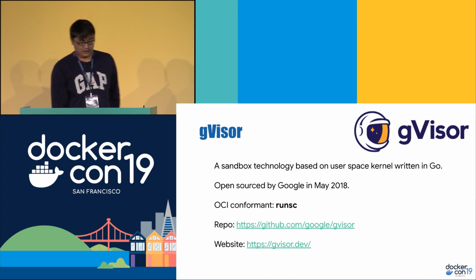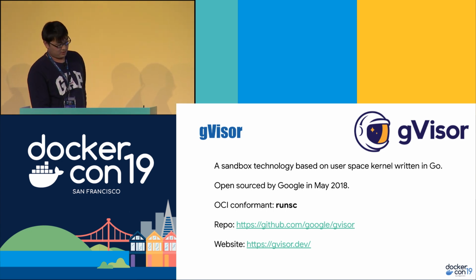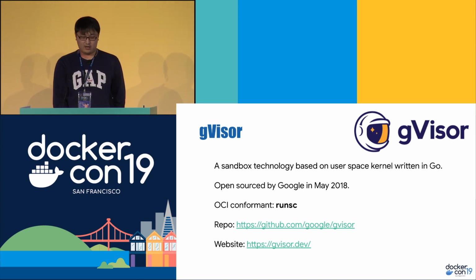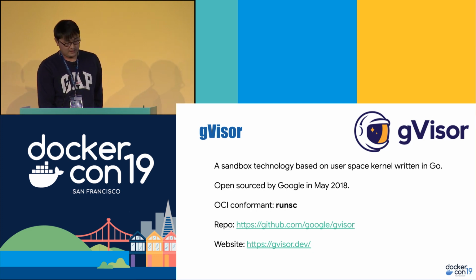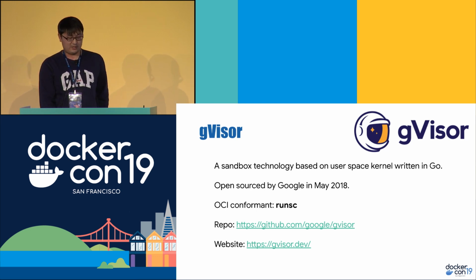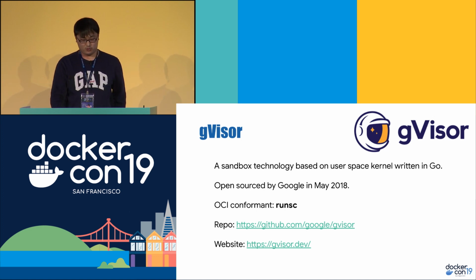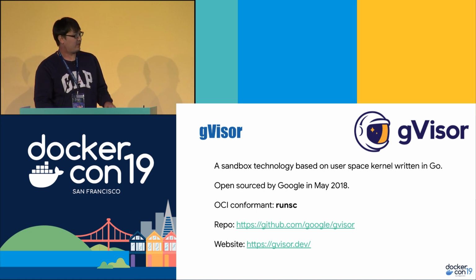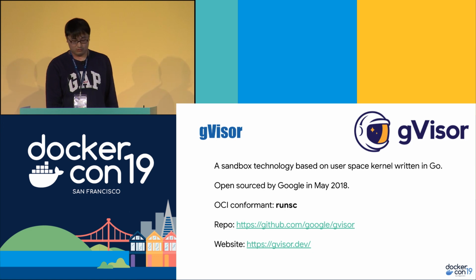And I will first quickly introduce what gVisor is. It's a sandbox technology based on a user space kernel. It's written in Go, and it was open sourced last year. It's OCI conformant, and just like all the other OCI runtimes, we have a name, run something, and ours is called runsc.